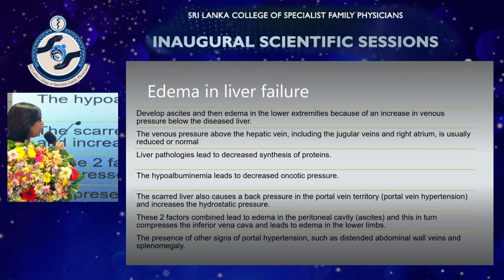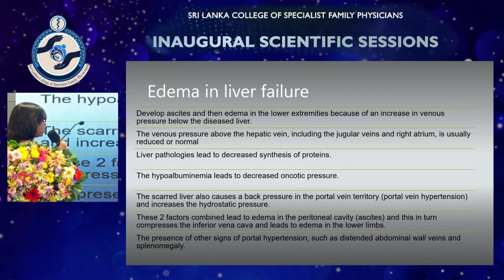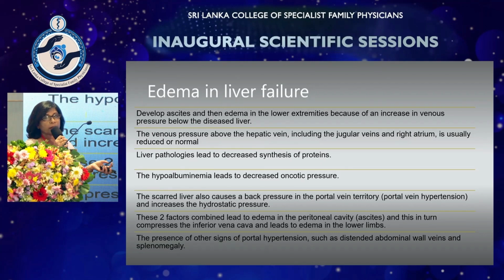So this is a good thing for you all to understand. In the earlier one, the jugular venous pressure is high because the pressure in the right atrium is high. Here, the right atrial pressure is low or normal, and because of that, the jugular venous pressure is not elevated. Liver pathogenesis leads to decreased synthesis of proteins, and the hypoalbuminemia leads to decreased oncotic pressure.